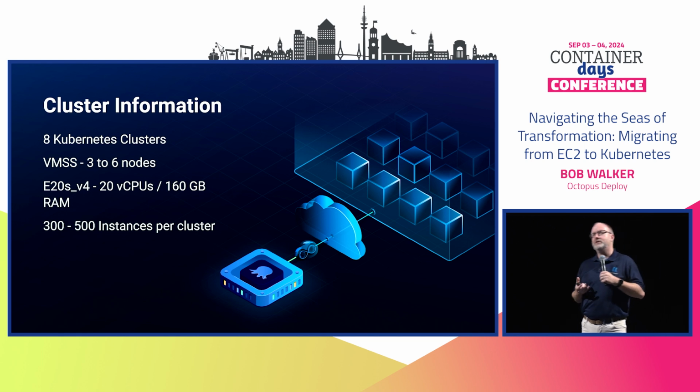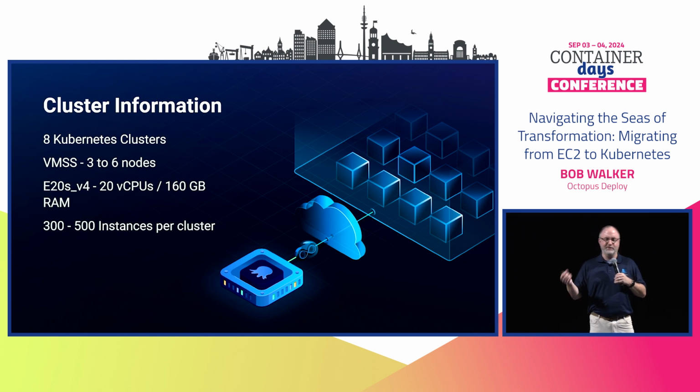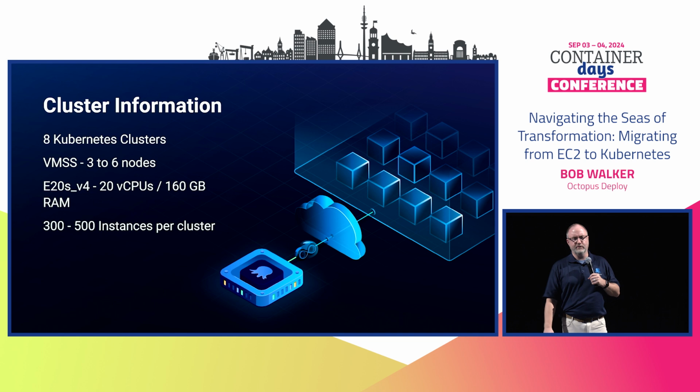We leverage virtual machine scale sets, where we have anywhere from 3 to 6 nodes. Most of the clusters in America have about 5 to 6 nodes most of the time, whereas the clusters in Australia are hovering around 3 to 4 nodes. Sometimes it goes up to 5. Each node is big. We're talking 20 virtual CPUs and 160 gigs of RAM. But with that, we can do about 300 to 500 instances per cluster.